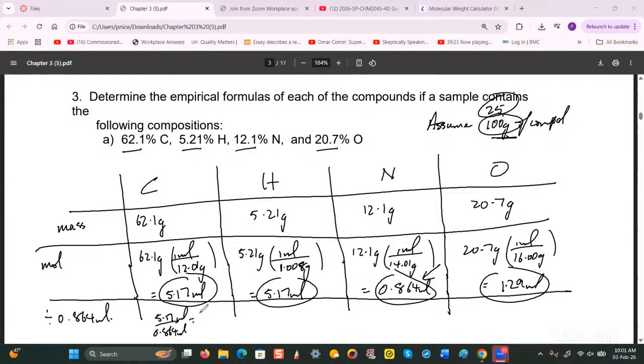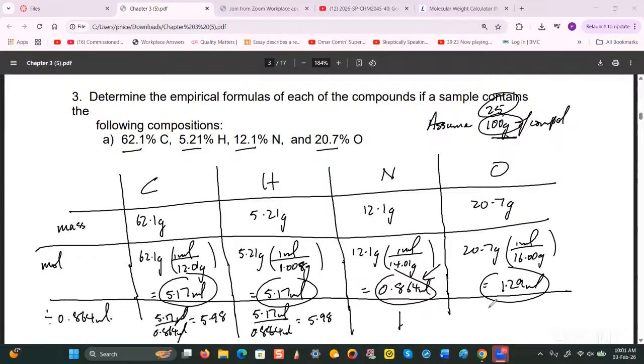Let's see what that gives. 5.17 divided by 0.864. So according to my calculation, this works out to be 5.98 when rounded off to 3 sig figs. And this is the same thing, 5.17 moles divided by 0.864 moles, and that's also equal to 5.98. All right. And please note, at this stage, the mole units cancel, right? So the 5.98 has no units. Same thing is true here. And this divided by itself will give you 1.